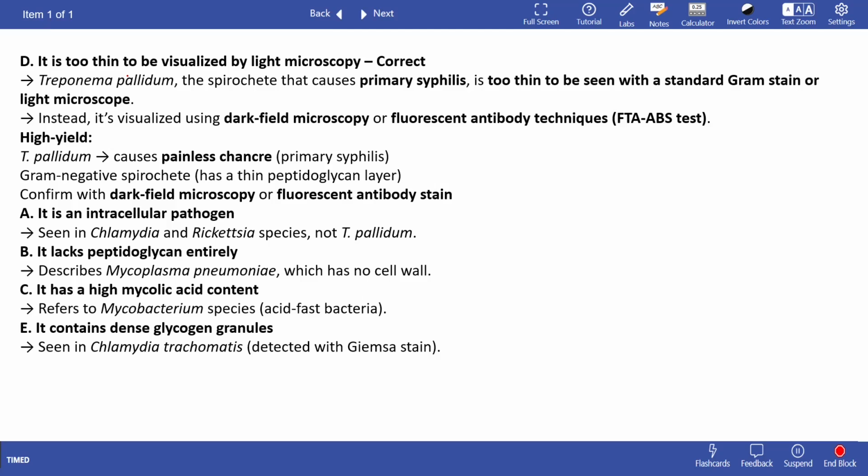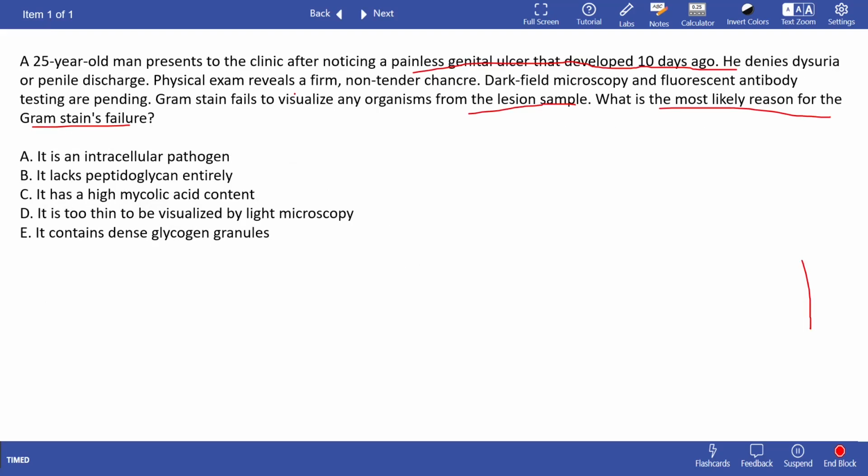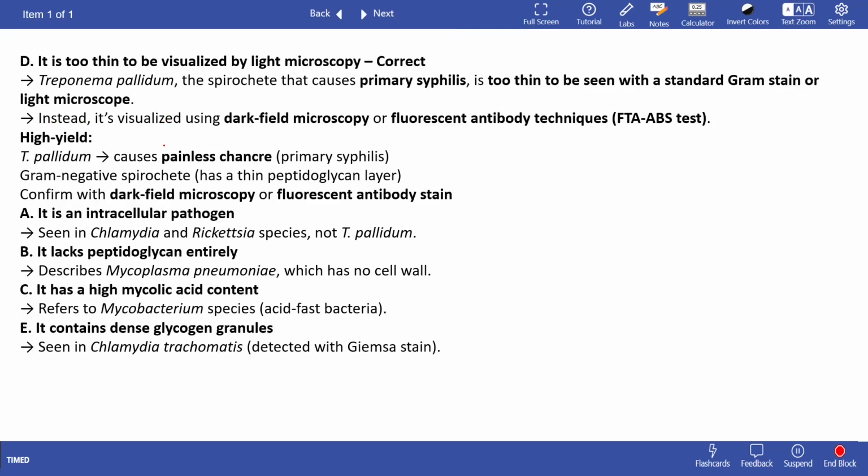So the answer is that it is too thin to be visualized by a light microscope. They're asking about the reason for Gram stain's failure. And this reason is important because more and more questions are conceptual rather than too memory-based. So they're testing out your concepts.